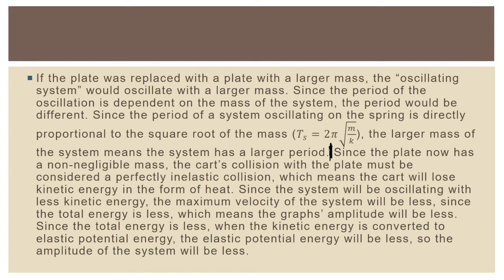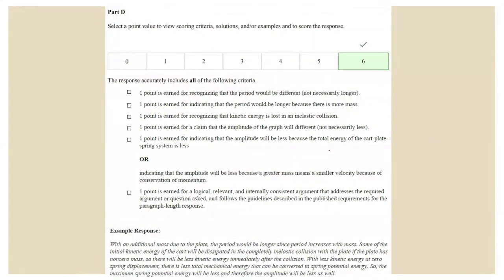All right, so looking at the scoring guide here, again, this question was worth 6 points. It's a paragraph length response. And so, of course, that last point here is going to be for just writing the paragraph and being logical and coherent. You can see here the first point is for recognizing the period is going to be a different number. Now, notice here it says not necessarily longer. If you just said the period is going to change, you get that point. The second point is for indicating that the period is going to be longer, and that's because there's more mass.